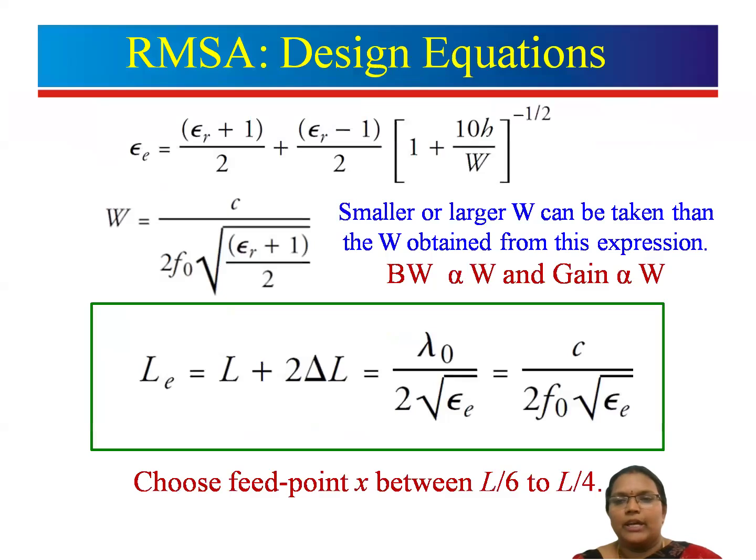Smaller or larger W can be taken than the W obtained from this expression. So the bandwidth is directly proportional to W and gain is directly proportional to W. The effective length, which is increased due to the fringing effect of the patch antenna, is given by Le equal to L plus 2 delta L, which is equal to lambda naught by 2 root epsilon e, which is equal to C by 2 f naught root epsilon e. We have to choose the feed point X in between L by 6 and L by 4.